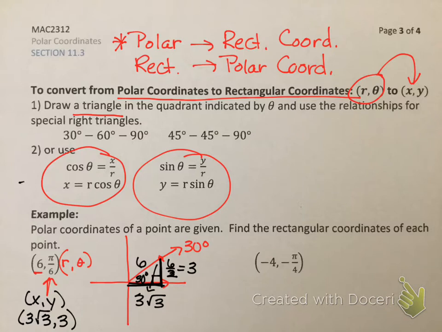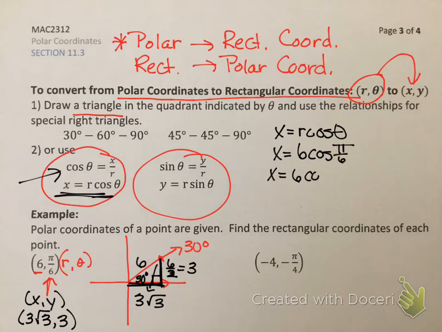Let's do this again using the idea of cosine theta equals x over r, so therefore x is equal to r cosine theta. So if x is equal to r cosine theta, then x would be equal to 6 times the cosine of pi over 6. So x would be equal to 6 times the cosine of 30 degrees. The cosine of 30 degrees is the same as the sine of 60, square root of 3 over 2. So x is 3 square roots of 3.